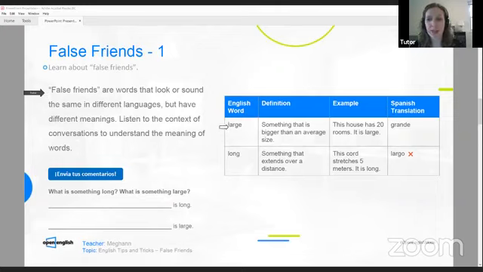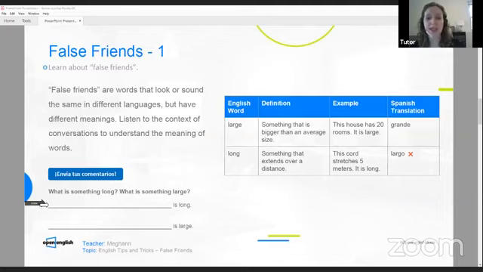So in our example, large in English and largo in Español sound similar and look similar, but they have different meanings. Large in English is something that is bigger than an average size. For example, this house has 20 rooms. It is large, grande. And long in English is something that extends over a distance. For example, this cord stretches 5 meters. It is long, largo. So let's practice using these words correctly because false friends can be confusing.